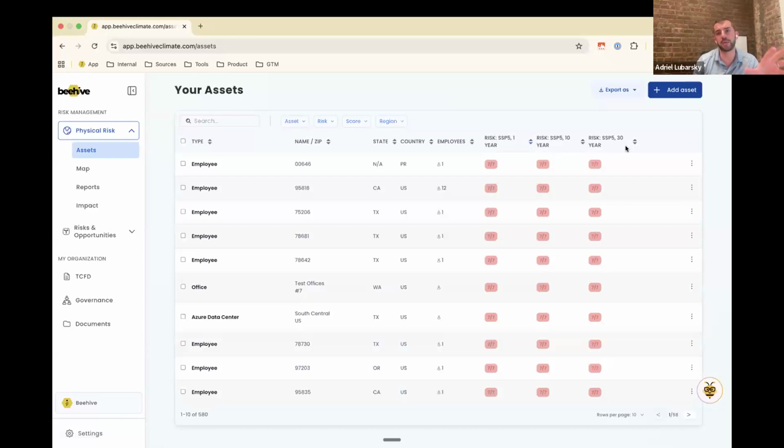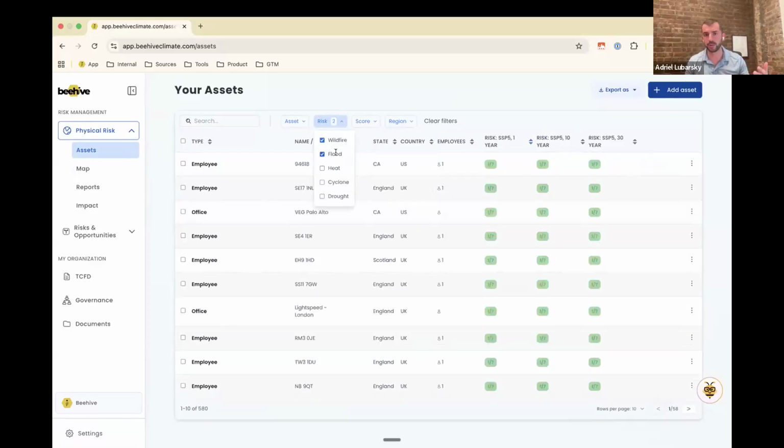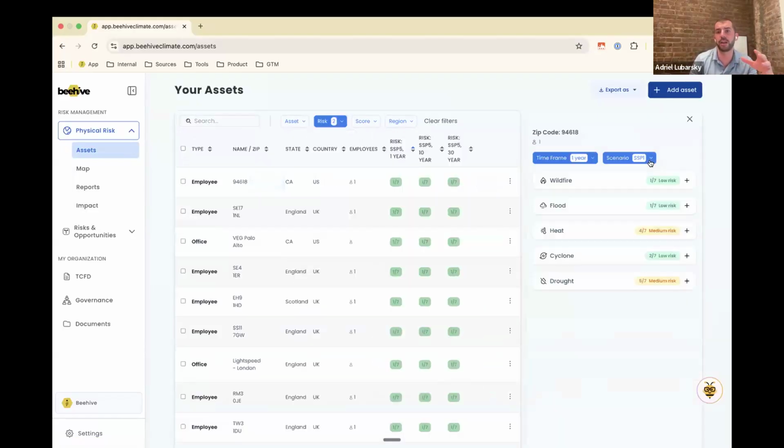So we try to make that as easy as possible to really understand and visualize. So that's a little bit of context. Our goal here is to tell you here's what the risk is to any of your assets anywhere in the world across multiple hazards or risks, so wildfires, floods, whatever, and try to give you tools to understand why the risk is what it is.